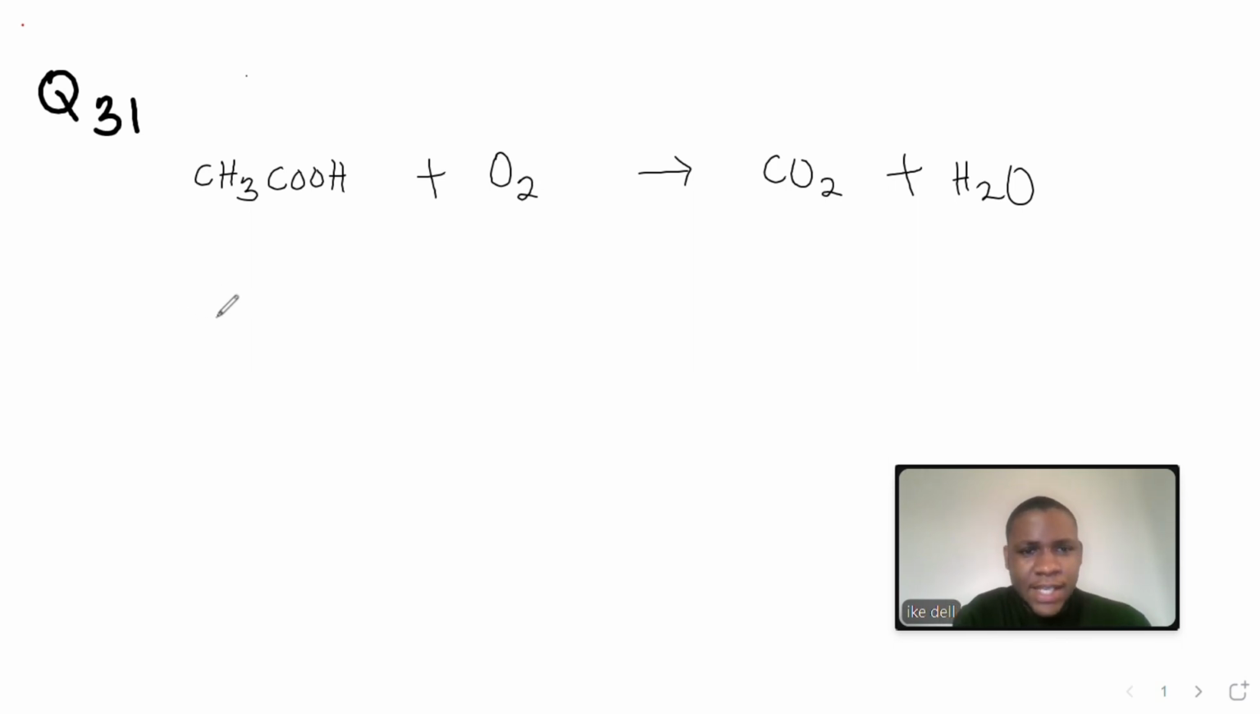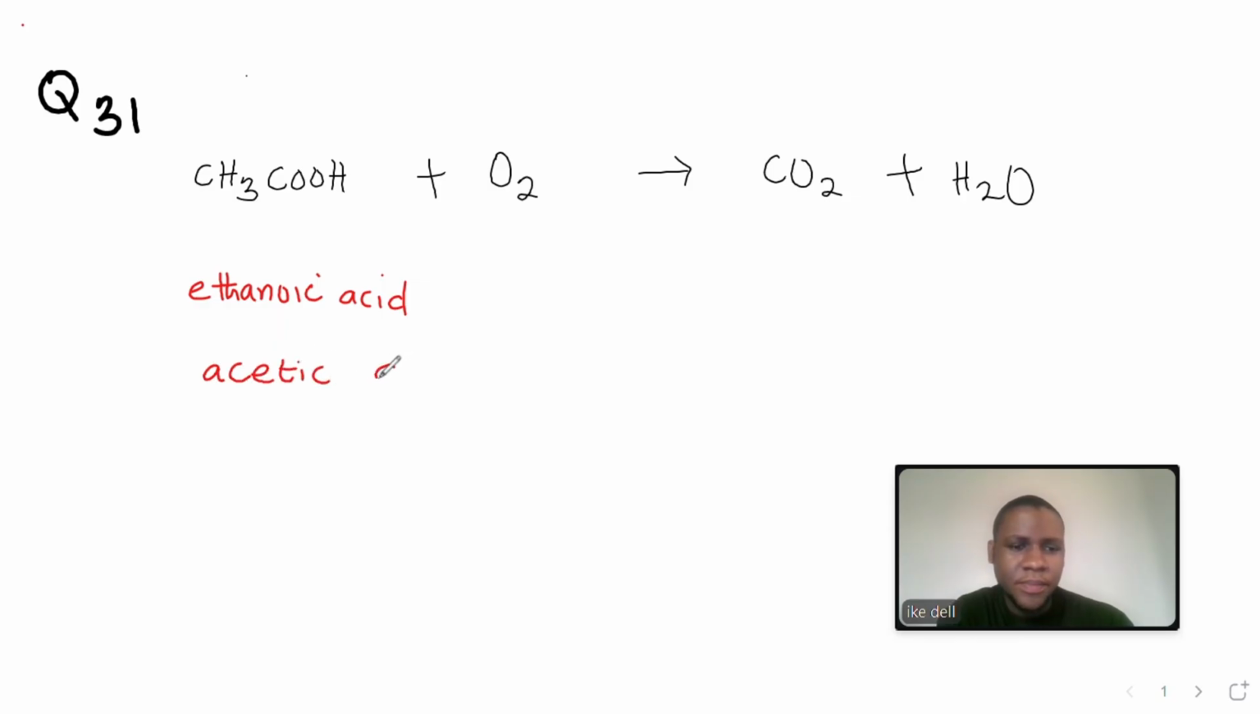This right here is the combustion of ethanoic acid. So here's ethanoic acid. You can also call this acetic acid. When you do the combustion of it, you get CO2 and H2O. So very similar to the other ones we've talked about.